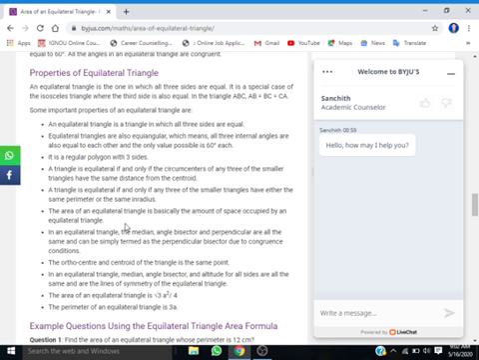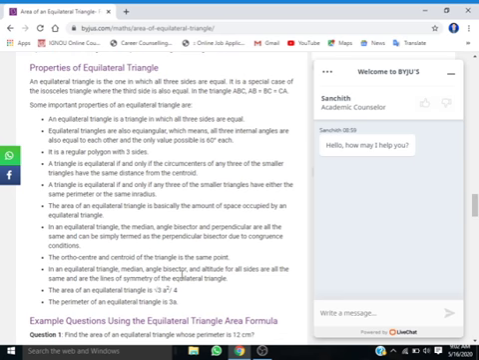The area of an equilateral triangle is basically the amount of space occupied by an equilateral triangle. In the case of calculation of area, we have to calculate the space which is included in that geometrical figure. So that is the part of area. And the most important, the last property: perimeter of an equilateral triangle is 3 times A, and area of an equilateral triangle is root 3A square by 4, that is root 3 by 4 into side square.